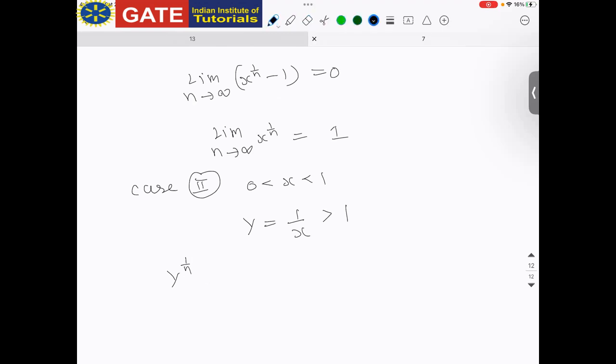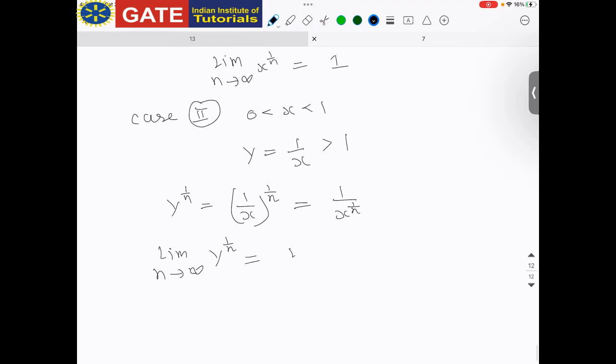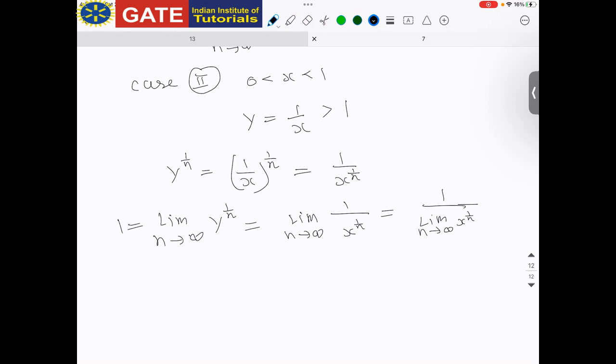Y raised to the power 1 by n is equal to 1 by x raised to the power 1 by n, which is 1 by x raised to the power 1 by n. Now y is greater than 1, right? So limit n tends to infinity, y raised to the power 1 by n is equal to limit n tends to infinity 1 by x raised to the power 1 by n, which is the same as 1 by limit n tends to infinity x raised to the power 1 by n. Now this is 1 from the previous case. So that means your denominator has to be 1 also. Clear? So we are done with both the cases.